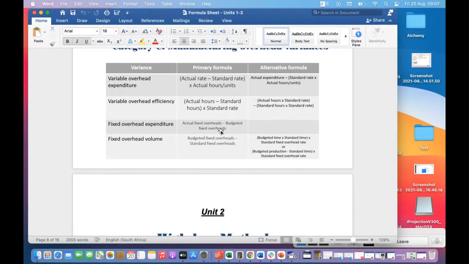Okay, and then here we have variable overhead expenditure and stuff like that. Even here, I need to spin those around. At least here we have budgeted fixed, standard fixed, okay. Usually they don't ask these ones, but I still know them obviously. But those other ones they usually do ask. They like to ask these in the assignments and the tests.